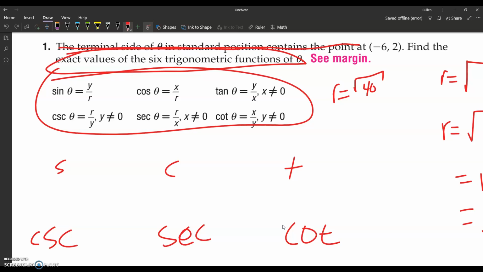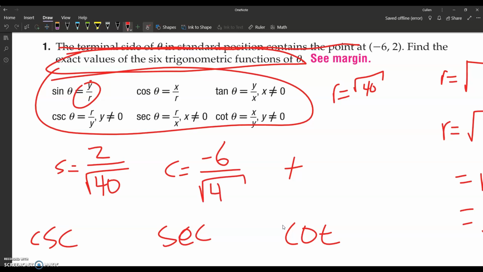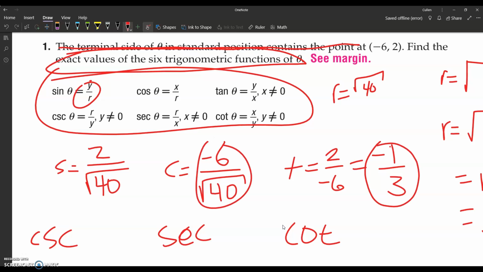So x over r, or let's start with sine, sine's y over r. Y is 2. And then in the denominator, I'm going to have square root 40. And then cosine is the x value over the r value, so x is negative 6. Make sure you bring the negative with it. And then r is square root 40. And then tangent's y over x. Y, we will reduce this fraction here in a second. Y is 2. X is negative 6. And then simplify that, you get negative 1 over 3. And like I said, I usually put the negative on the top. It's okay if you have 1 over negative 3. That's the same thing. So there's our three answers so far.